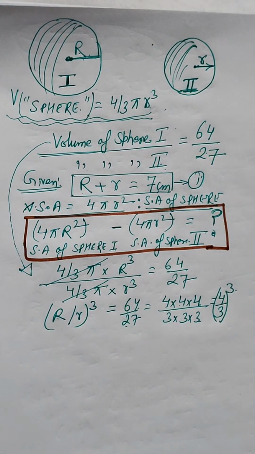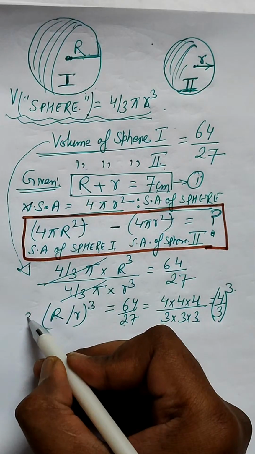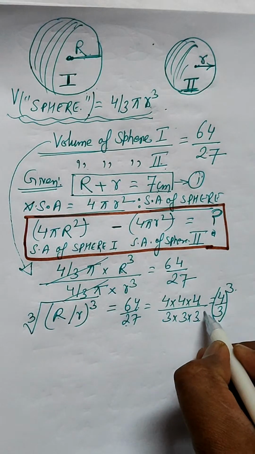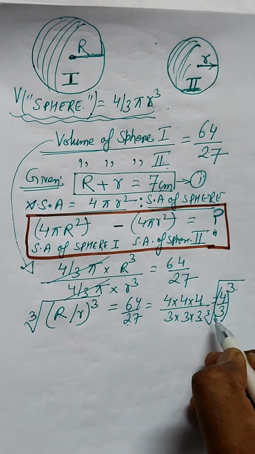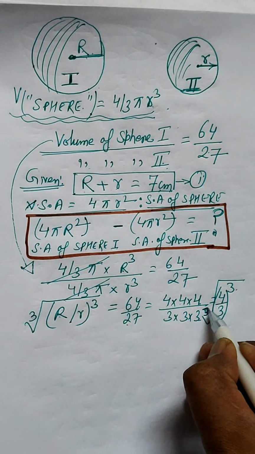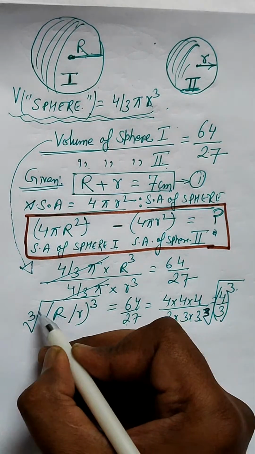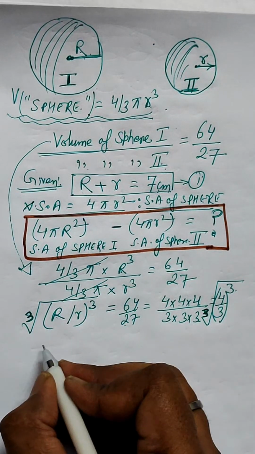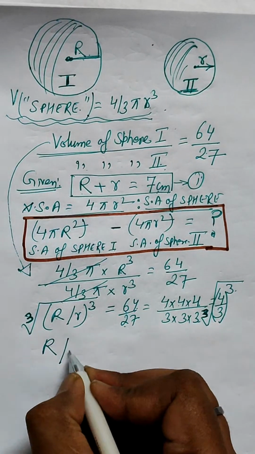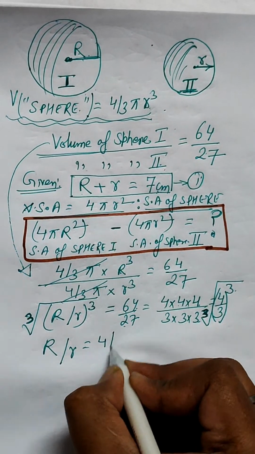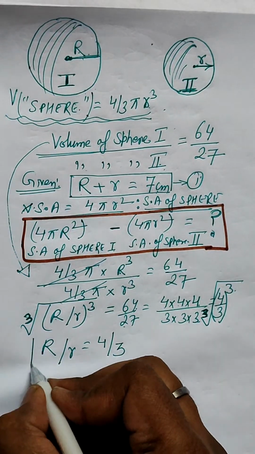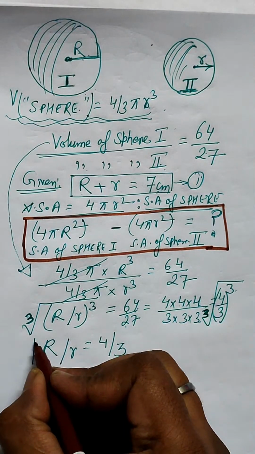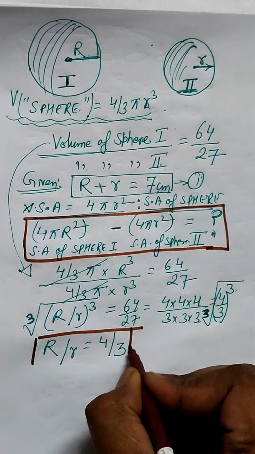Now take the cube root on both sides of the equation, right? When you take the cube root on both sides of the equation, mark it, this is the cube root, we are taking the power of 1 by 3, and that will be multiplied, so this will cancel out this 3. So we get the value of R by r as equal to 4 by 3. So this is another relation which is derived, right?